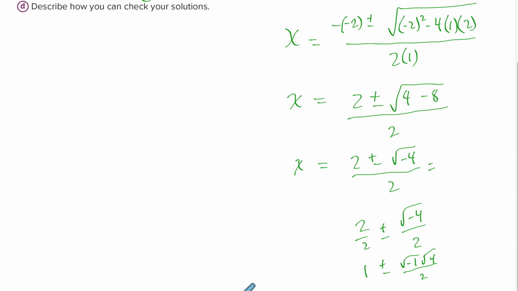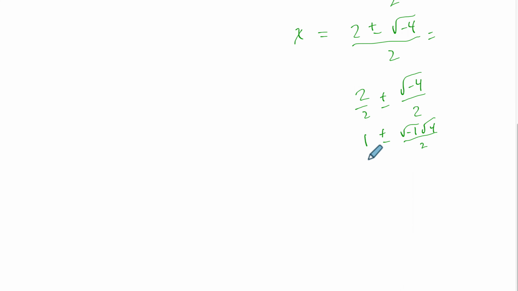This is all going to equal what? Oh, I'm going to keep going down. This is a hot mess. 1 plus or minus 2i over 2. Now at this point, see how we have a whole number and it's real. 2i, you divide by 2, they're going to cancel. So the final answer here, x is going to equal 1 plus or minus i.